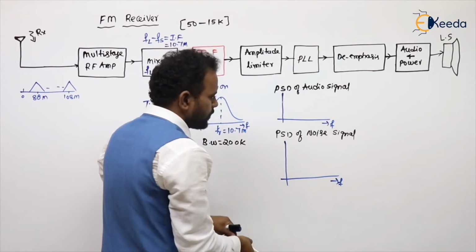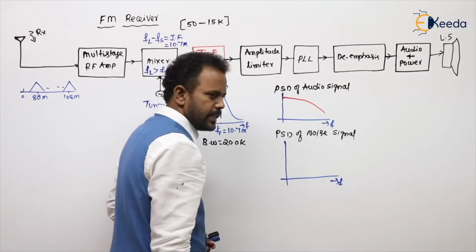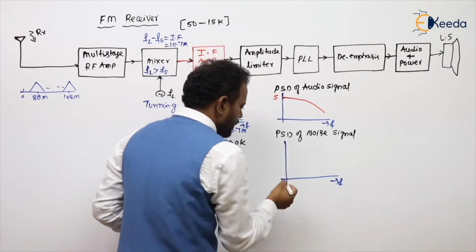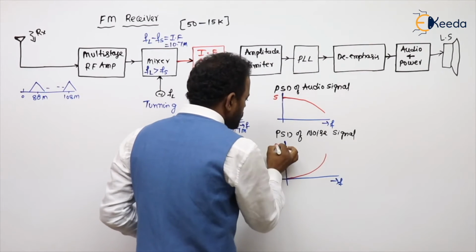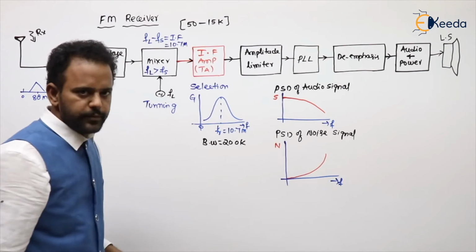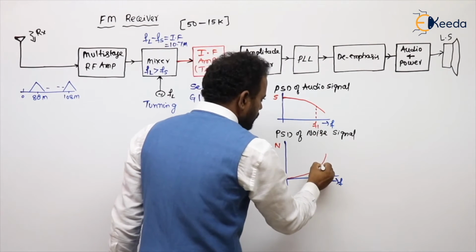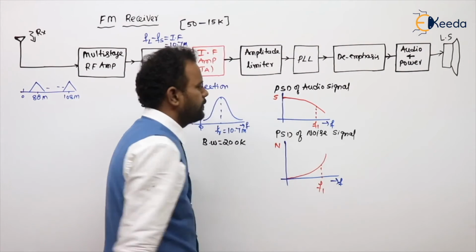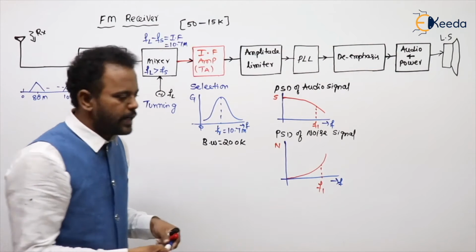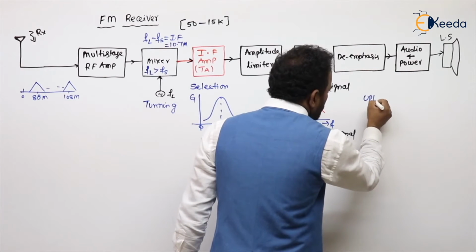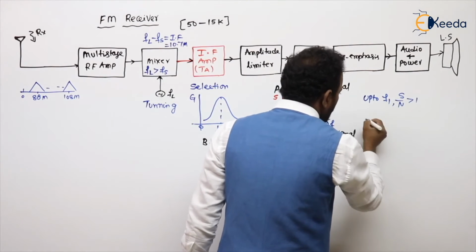what its graph is, actually, as the frequency value increases, the strength of the signal components decreases. This is the signal power. But coming to the noise, as the frequency increases, noise power also increases. Noise power I am denoting with N. Let's take some value, for example F1. Here also the same value, F1. By seeing the graph itself, you can understand that up to F1, the signal to noise ratio is greater than 1 only.